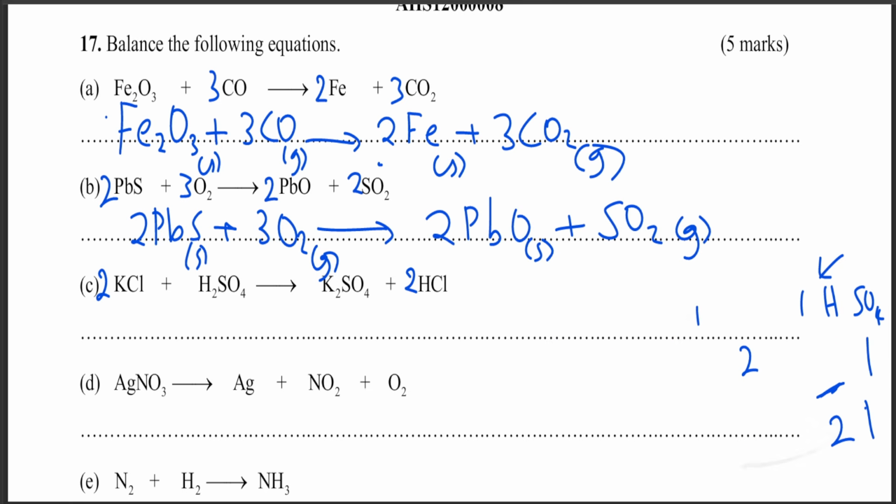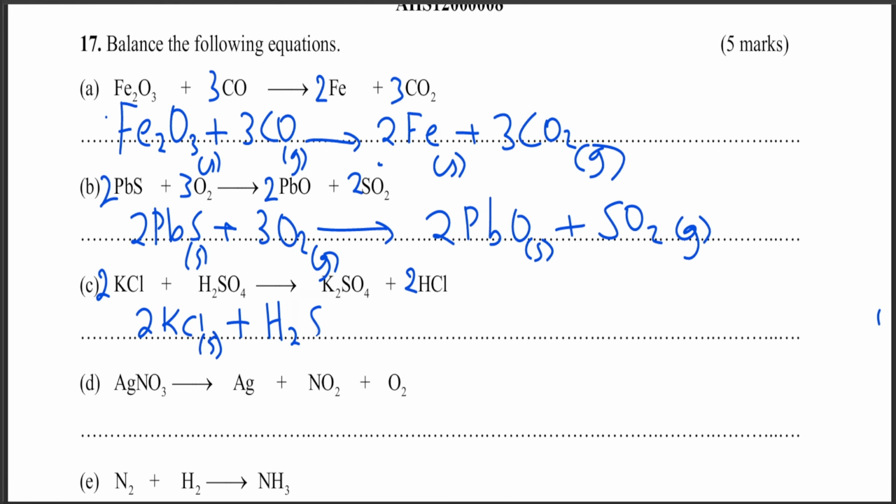Tumeenda tu step by step tukapata, otherwise ingekuwa hapa tufikiria hii ni potassium chloride plus this is maybe solid, okay, plus sulfuric acid is solid. Sulfuric acid aqueous, you react it, you dissolve it, and you're going to get potassium sulfate, which is aqueous because it dissolves, plus HCl, which is also aqueous.